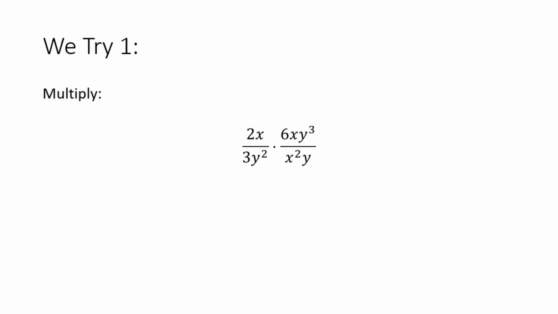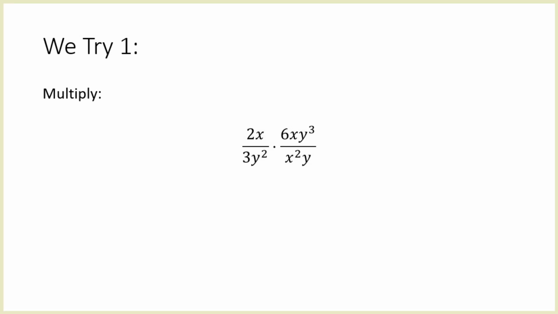Okay, now let's take a look at one of these. I can try cross-canceling now, but for this first one I won't. I'm going to multiply straight across the top to make sure we know how to do that first. 2 times 6 is 12. X times x is x squared, and it looks like I have a y cubed there. Multiply across the bottom. 3 times 1 is 3. 1 times x squared is x squared. Y squared times y is y to the third.